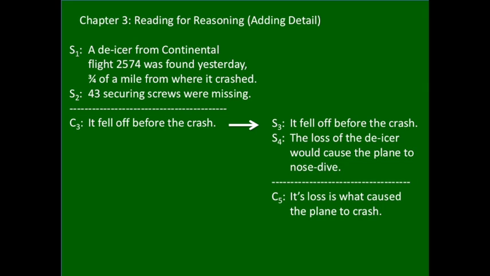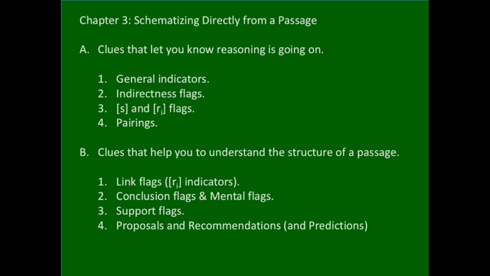So now we want to look at tools and techniques for schematizing arguments directly from a passage. We want to look at more specific techniques for identifying support and conclusions within a passage that we're reading. So this section of the text is divided into two parts. The first part looks at clues in written text that let you know that reasoning is going on. That's the first step in the process.